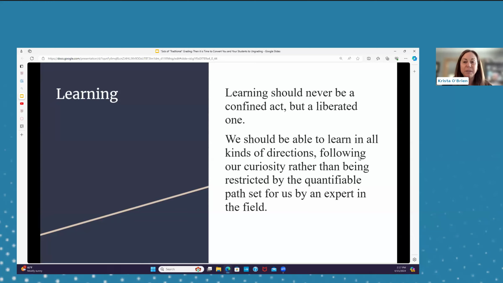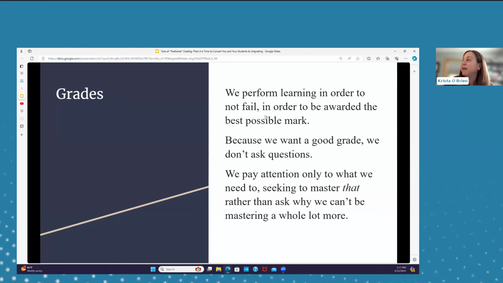So for grades, we perform learning in order to not fail, in order to be rewarded the best possible mark. That's what the students want. They want the best possible mark, because they want to get good grades, and we don't ask questions. We pay attention only to what we need to, seeking to master that, rather than ask why we can't be mastering a whole lot more. We are teaching within a box. I'm trying to get my students to learn outside that box, so I'm going to teach outside that box.